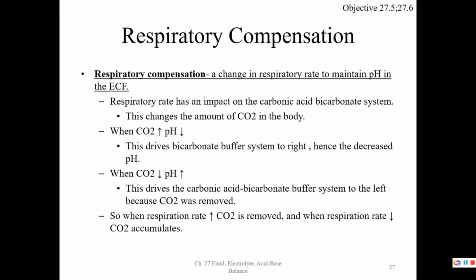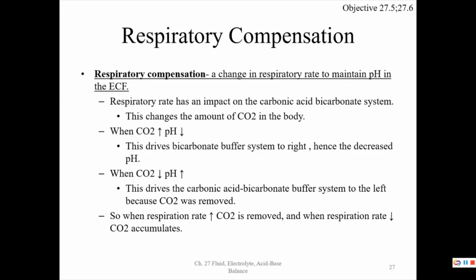Now, what we always want to remember is that it affects that system, respiratory rate. By changing the respiratory rate, I change carbon dioxide in my body. If I breathe more deeply and quickly, I can remove carbon dioxide from the body. And if I breathe more slowly and more shallowly, I can let CO2 accumulate. Now, when this happens, we change the pH of the body fluids. For example, if I increase my carbon dioxide levels, my pH will begin to decrease, and this is more acidic. That drives the system to the right. That causes hydrogen ion accumulation.